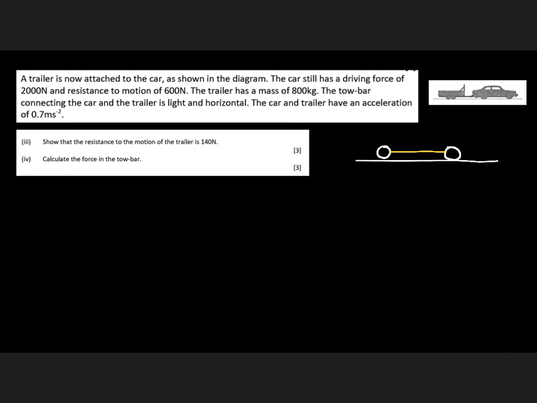Now, the car, we know, has a mass of 1000 kg, and then there's a reaction force acting on the car. Now, the trailer, we're told, has a mass of 800 kilograms, so a weight of 800g, and there's a reaction force RT acting on the trailer. Driving force, forwards direction, 2,000 newtons, and the car experiences, that's very specific, the car experiences a resistance of 600 newtons.